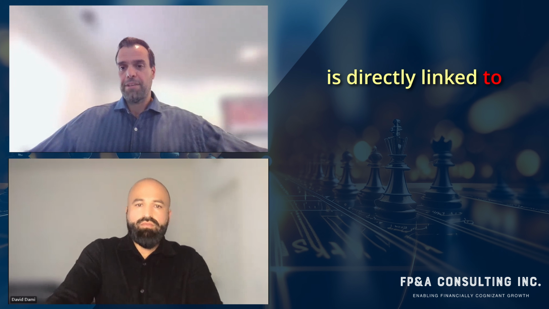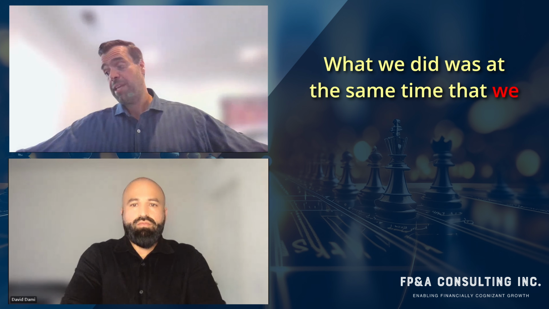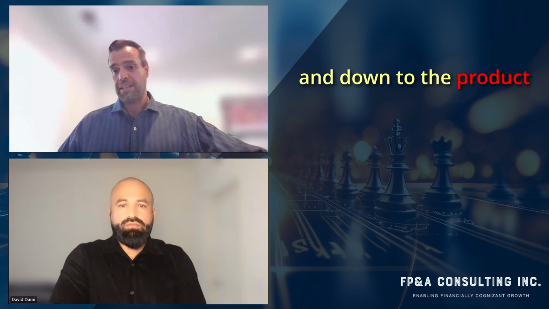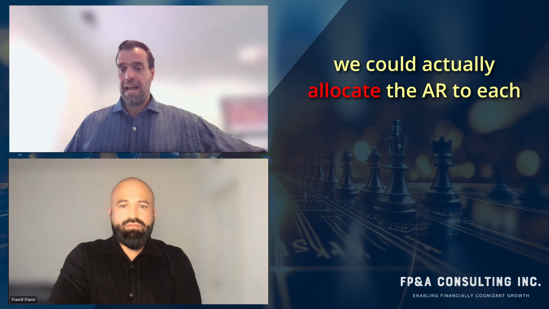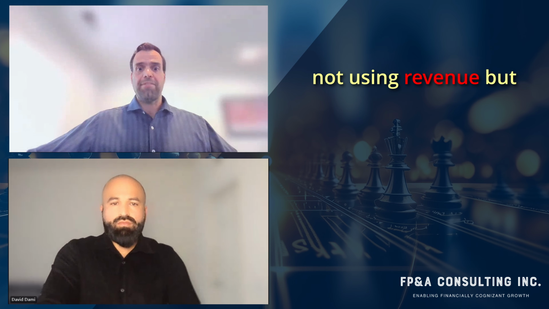You're making an assumption that revenue is directly linked to your AR, and what's open hasn't been paid, and it's in the exact proportion that it's happening on the revenue side. What we did was, at the same time that we linked the invoice data together with the AR data, we were able to allocate by product line exactly, because once we had the details down to the invoice level and down to the product level and even the SKU level, we could actually allocate the AR to each specific product line exactly, not using revenue, but using the actual AR balance.